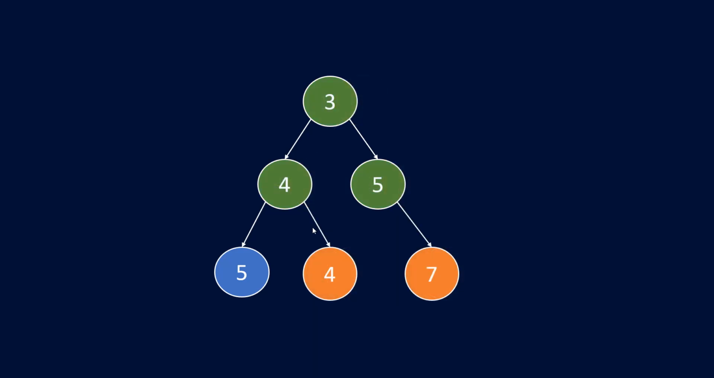So this becomes our resultant merged tree, wherein we have the three overlapped nodes, one node from the first tree and these two nodes are from the second tree. I hope the example is clear to you.